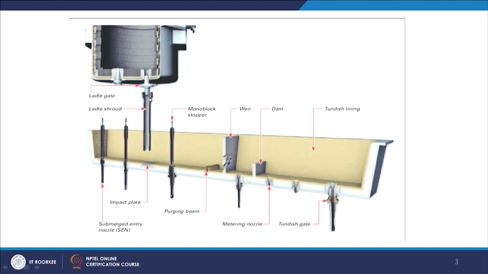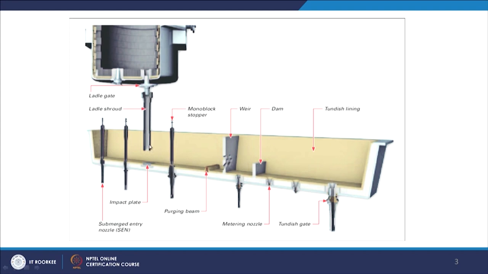Basically, we do this to ensure that there is no direct contact of atmospheric gases with the steel which is coming out. There may be chances of a certain kind of oxidation, or accordingly the formation of inclusion particles, when you have direct contact of the steel with the atmosphere. So, that will be falling into the Tundish.